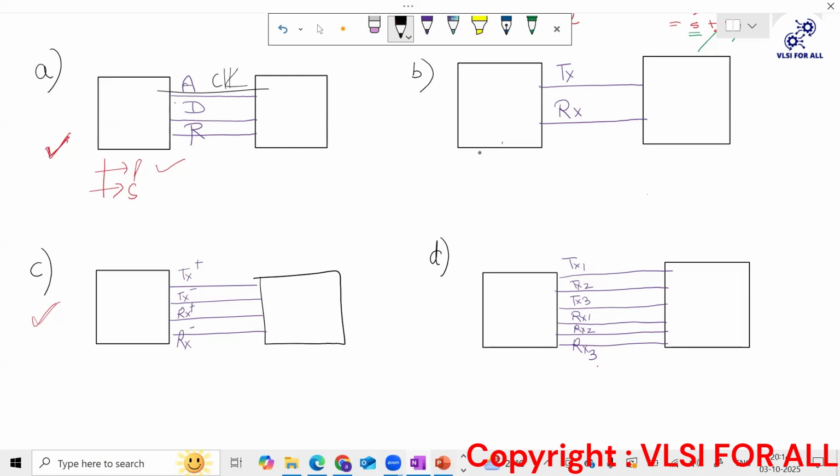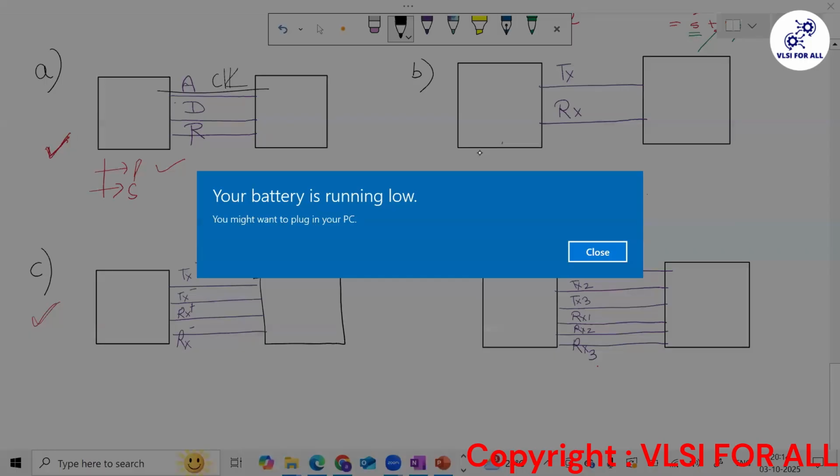Yeah, go ahead. In my understanding, the first one is address, data, and response, which is related to AXI. B is transmit and receive, similar to UART. C, I don't know. And D has multiple lanes, like PCIe.